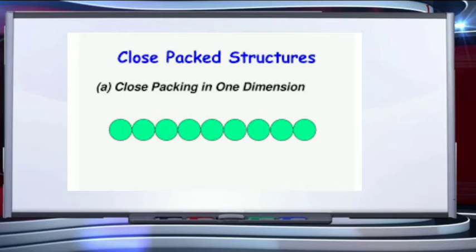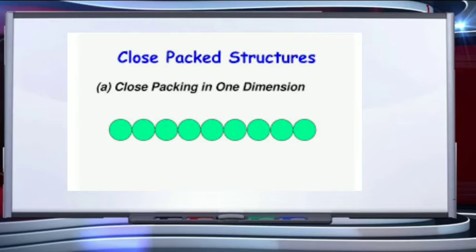In one-dimensional close packing arrangement, each sphere is in contact with two of its neighbors. That is clarified further with the slide. In this one-dimensional close-packed arrangement, the coordination number is 2. What is this coordination number? It is the number of nearest neighbors of a particle.